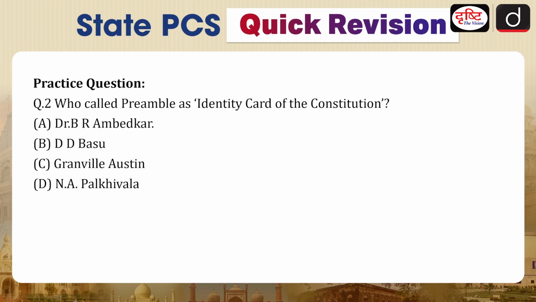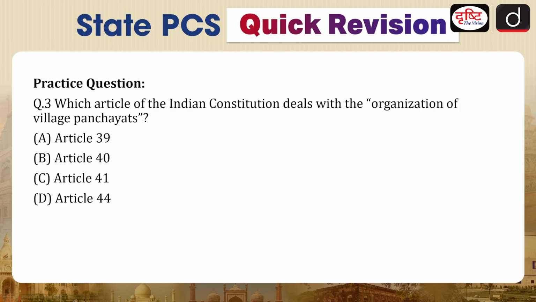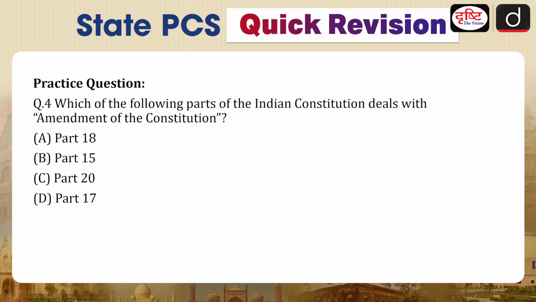Second question is, who called the Preamble the identity card of the Constitution? Dr. B.R. Ambedkar, D.D. Basu, Granville Austin, or N.A. Palkhivala? Question number 3, which article of the Indian Constitution deals with the organization of village panchayats? Article 39, Article 40, Article 41, Article 44. So you have to attempt this question and answer in the comment box.